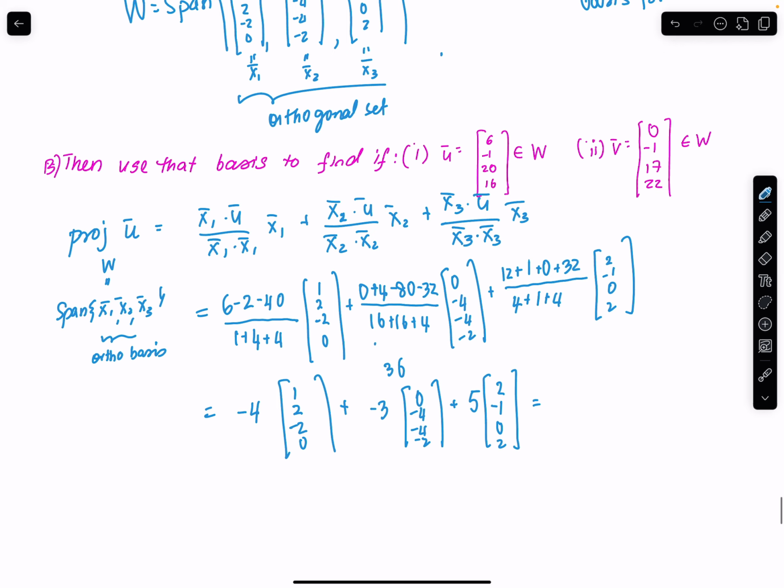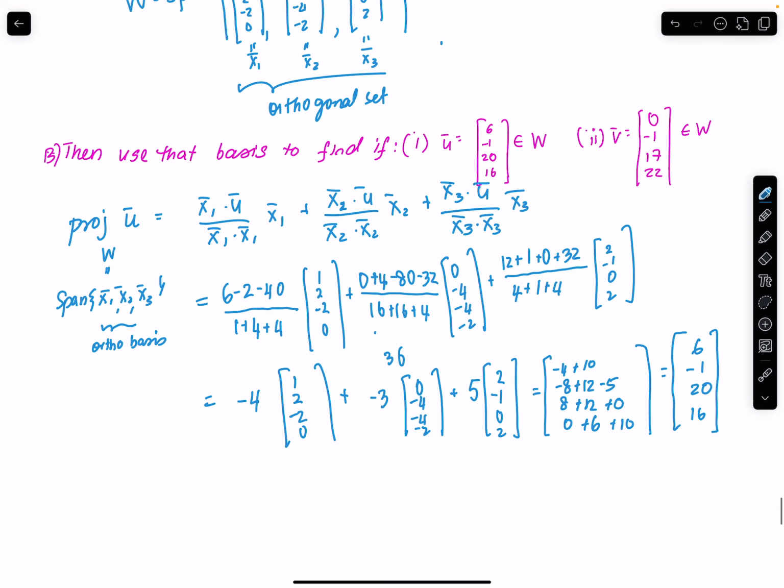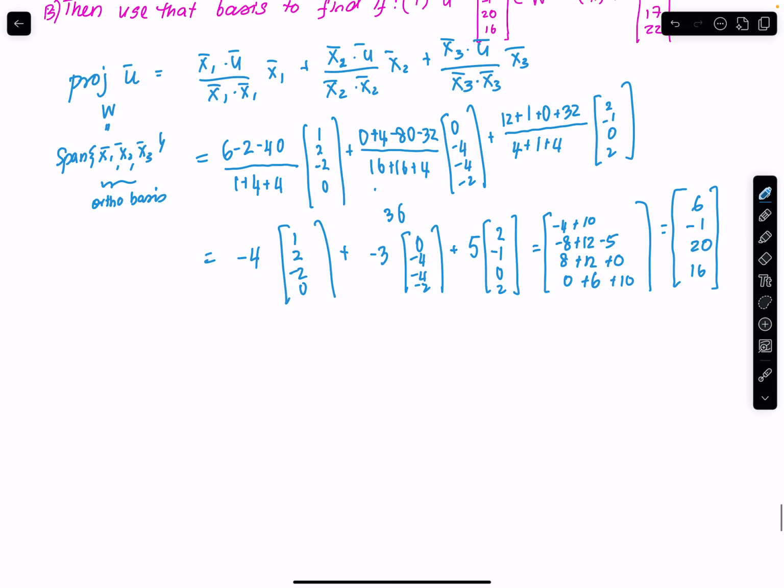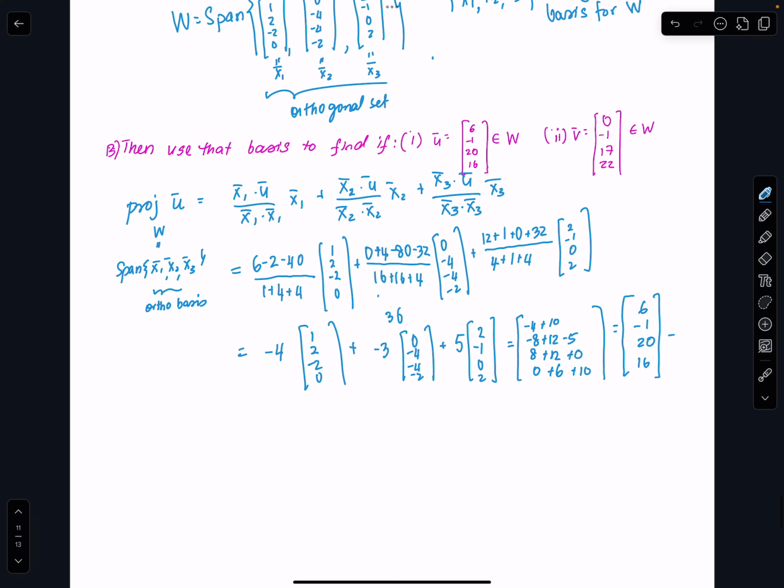Okay, so let's calculate what this vector is going to be. It's minus 4 plus 10 as the first spot, minus 8 plus 12 minus 5 is the second, 8 plus 12 plus 0 is the third, and then 0 plus 6 plus 10 is the fourth. What is that turn out to be? 6, minus 1, 2, 16. Okay? And if you see, this is exactly equal to u.